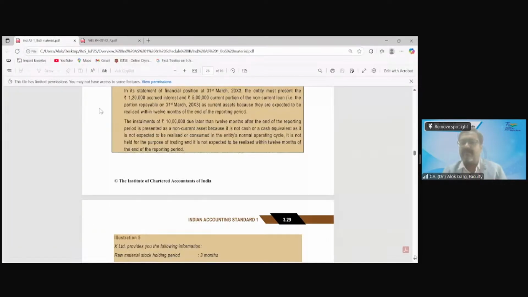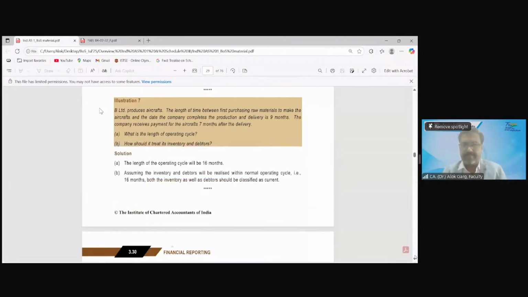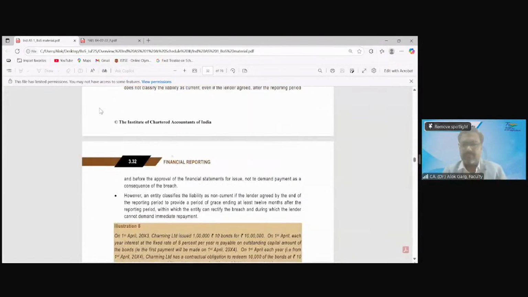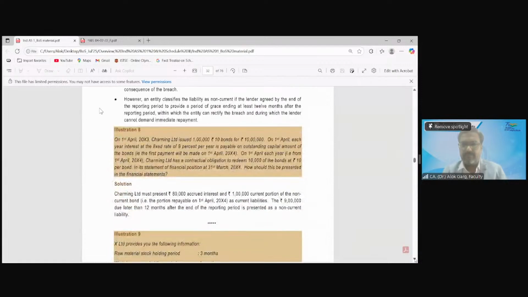Sir, I have one question. Say unconditional means there is no condition. What is meant by no unconditional right? No unconditional right to defer the settlement.